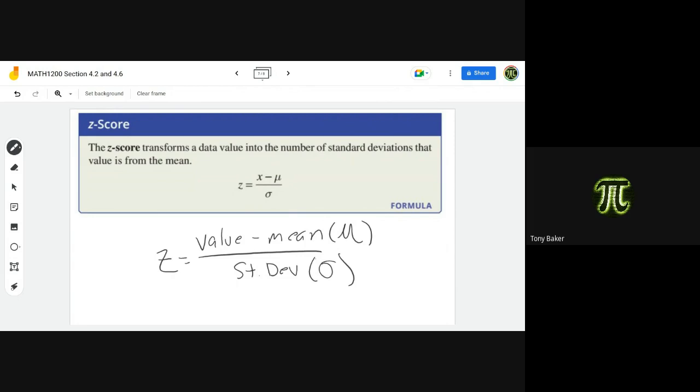All right. So that's how we'd find the Z-score. We take the value minus the mean and divide it by the standard deviation. Everybody got this down? Okay.